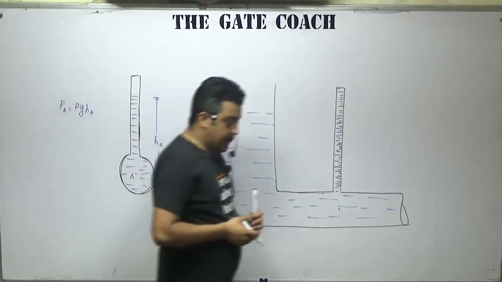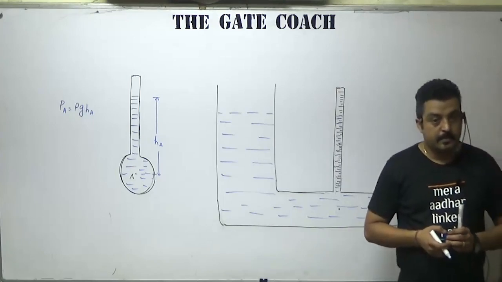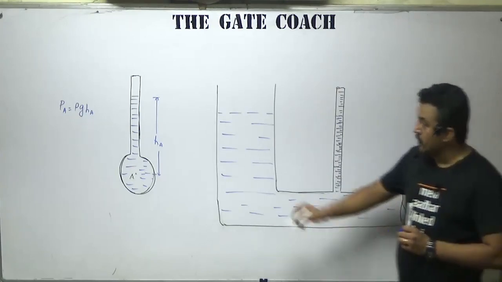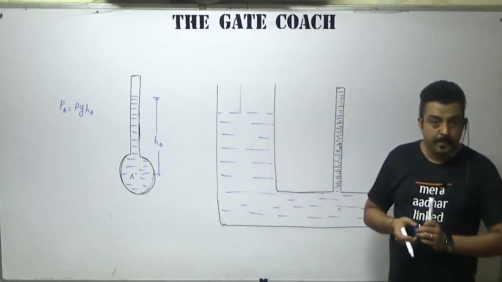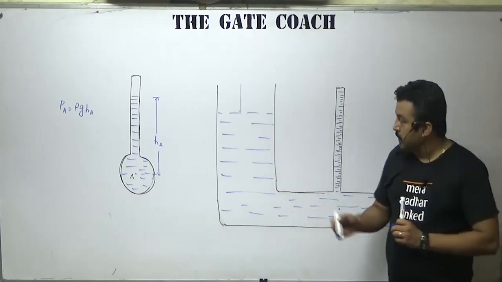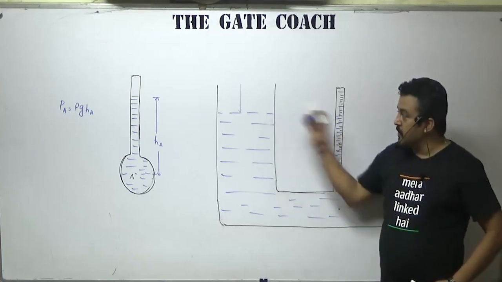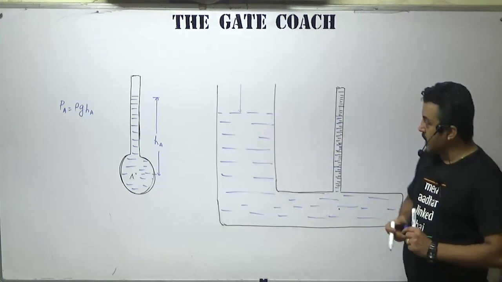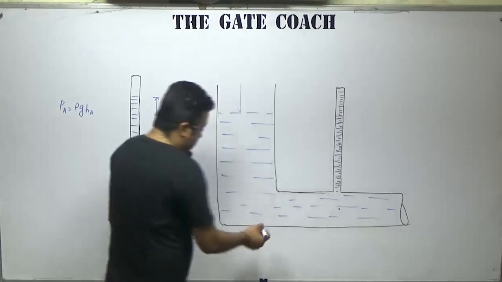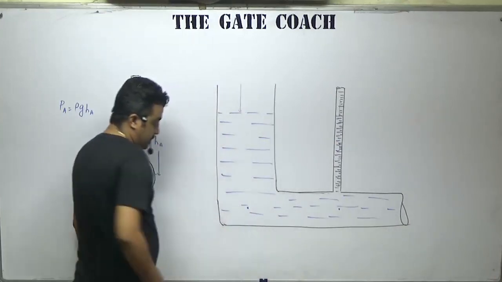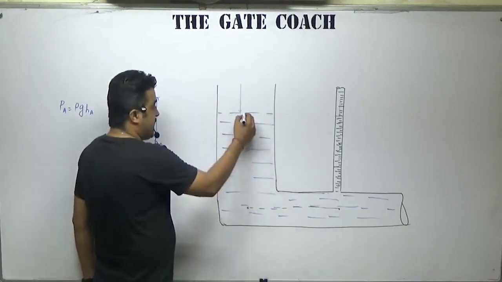So is this gauge pressure, atmospheric pressure, or absolute? Why gauge? Because atmospheric pressure is the reference. At this point, what is the pressure? Atmospheric. So it means atmospheric is balanced here. Okay, so the difference value is what? The gauge value. And in this case, this is the pressure at this point also, at the same level here. So we are saying this is HA.